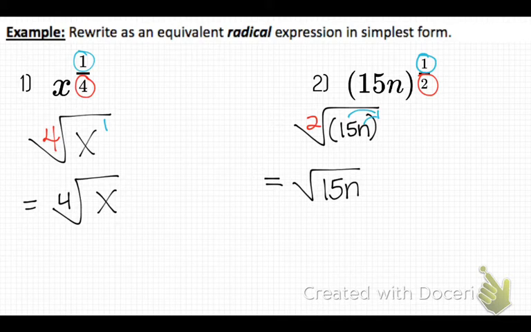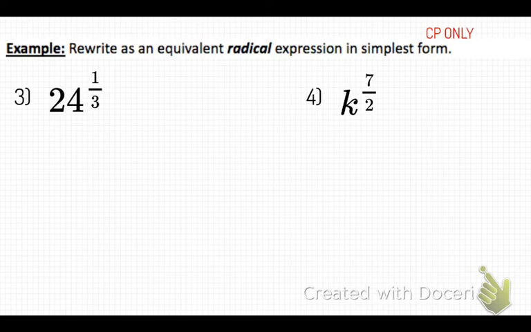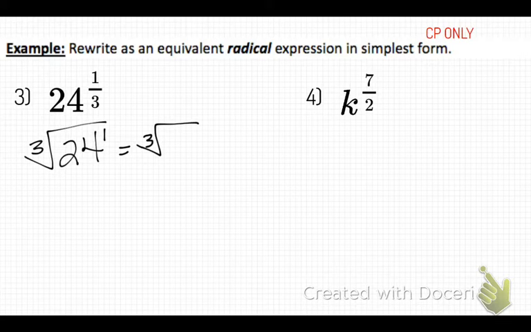Are these first 2 okay? You ready for number 3? It does get a little bit harder, but not too much. Number 3. What is the root for number 3? 3. Good. So I have a cube root. What's my base? What goes inside? 24. And what's my power? 1. Now, this is the cube root of just 24.